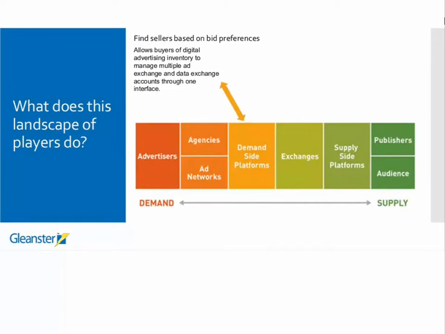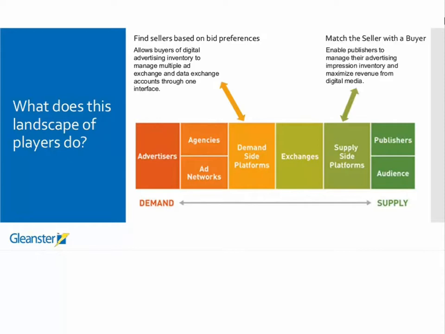Essentially, it allows buyers, the advertisers, to manage multiple ad exchanges and data exchange accounts through one interface, and it gives them a lot of power over how they manage their CPMs, what kind of audiences they target, their performance data, et cetera. What emerged to bridge the gap between the demand side and the publishers was the supply side platforms, which actually enable publishers to manage advertising impressions and inventory more effectively.